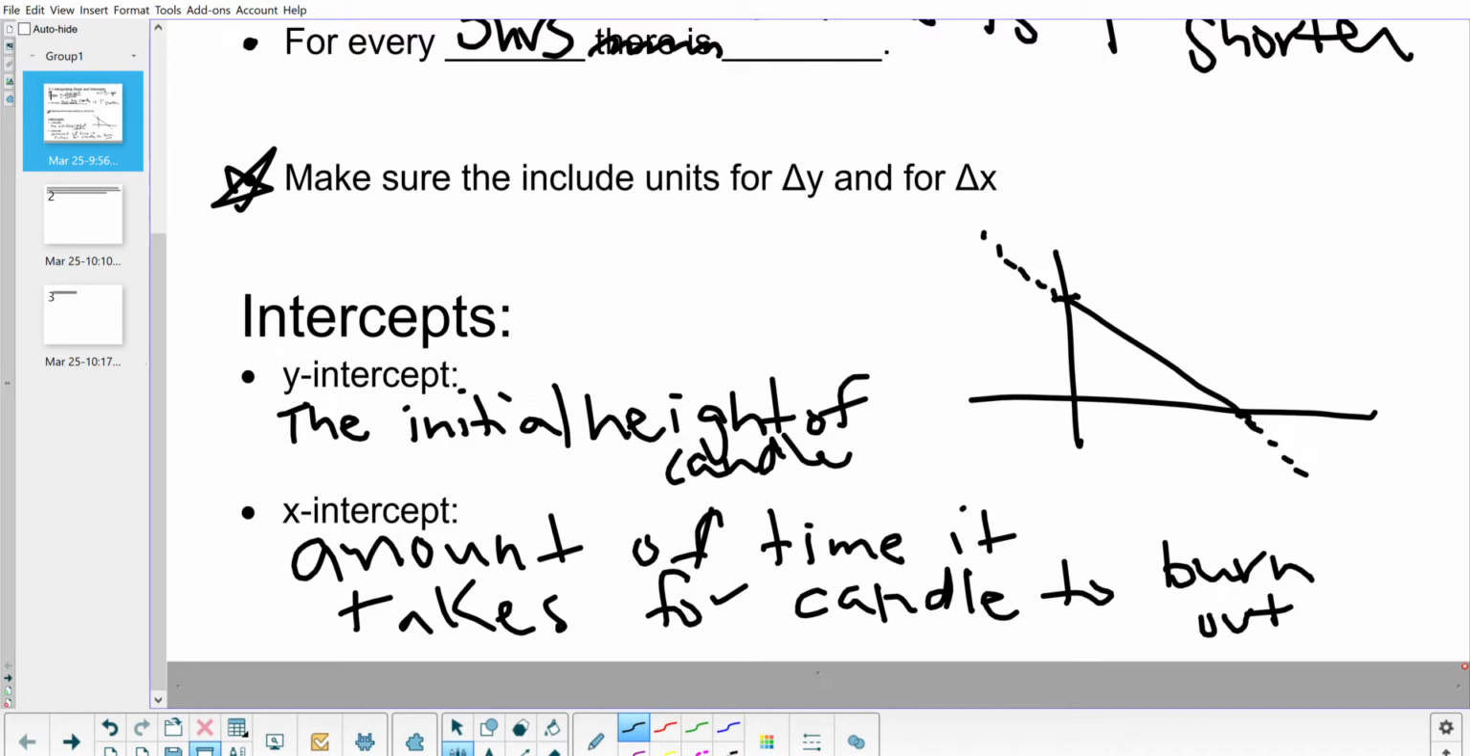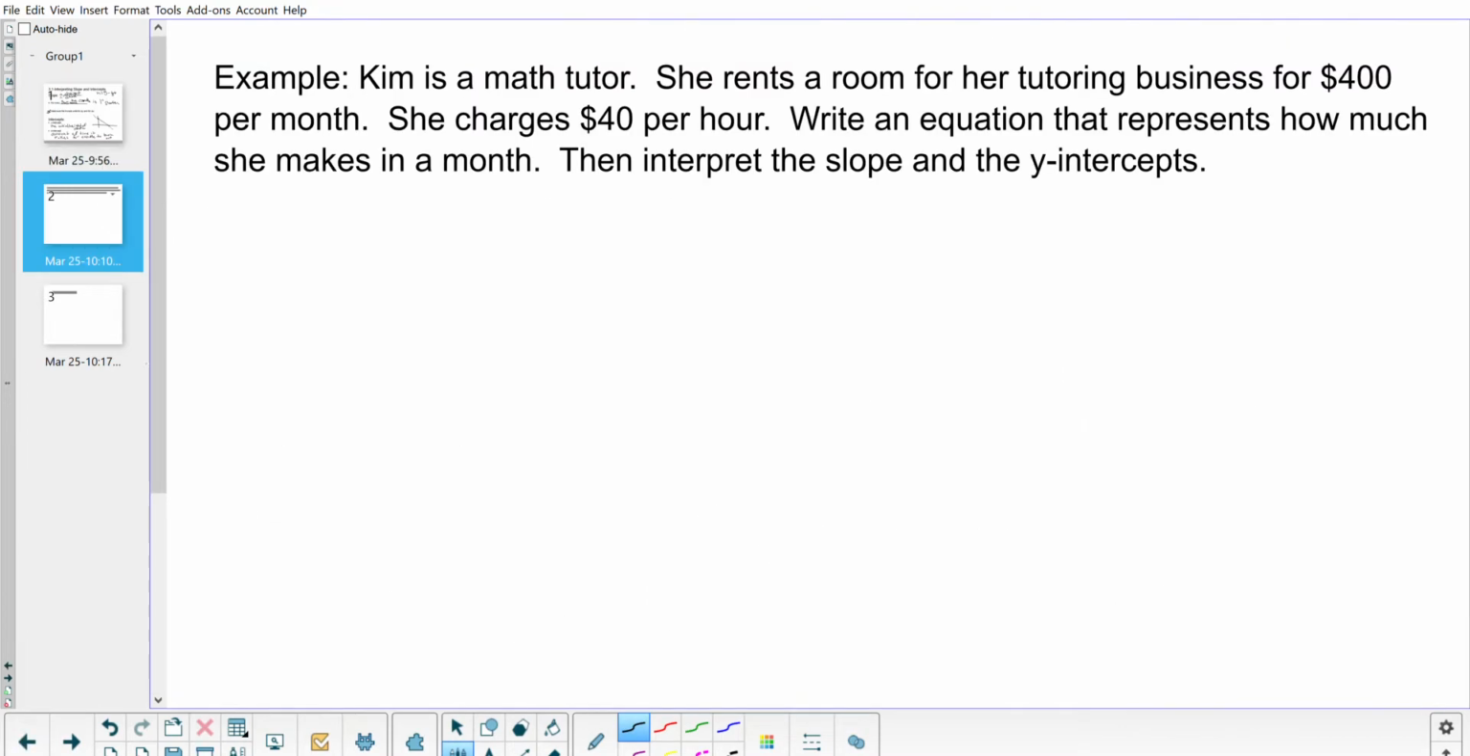So this example is for a candle. I can write so many different examples, so let's try one more together. Kim is a math tutor, and she rents a room for her tutoring business for $400 a month. She doesn't want to tutor at her house, so she found some place that rents to her for $400 a month.